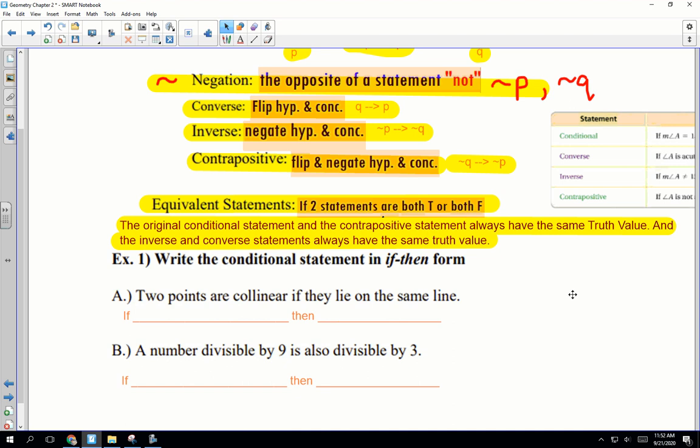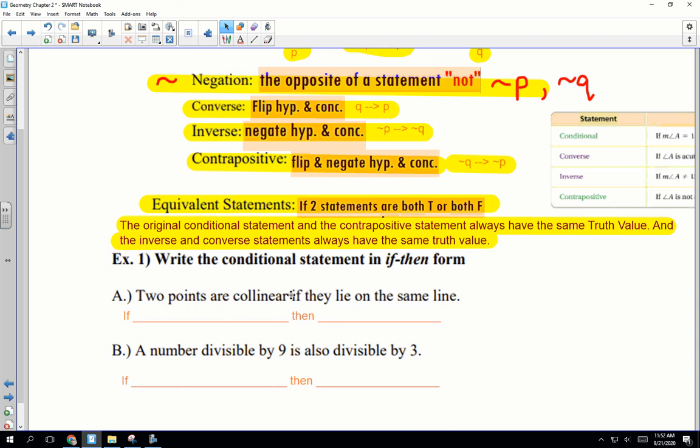I'm just giving it to you as something you can reference. Okay, let's look at example 1. Write the conditional statement in if-then form. What I did is put "if" and then a big space and then a big space, because I want you to see that when we're writing a conditional statement, the if comes first, the then's in the middle, and we're moving these pieces around.